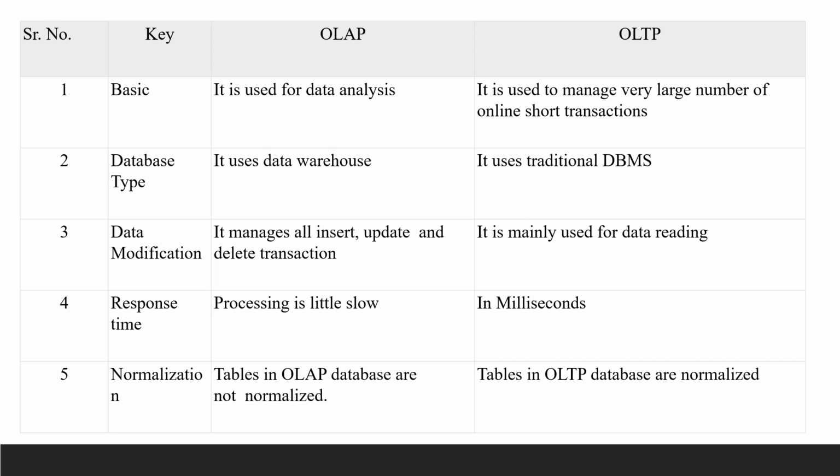The data modification in OLAP manages all insert, update and delete transactions, whereas OLTP is mainly used for data reading. The response time of OLAP is a little slow, but OLTP response time is in milliseconds. So OLTP is comparatively faster than OLAP. Normalization: tables in an OLAP database are not normalized, whereas OLTP tables are normalized. So that's all about OLAP and OLTP.